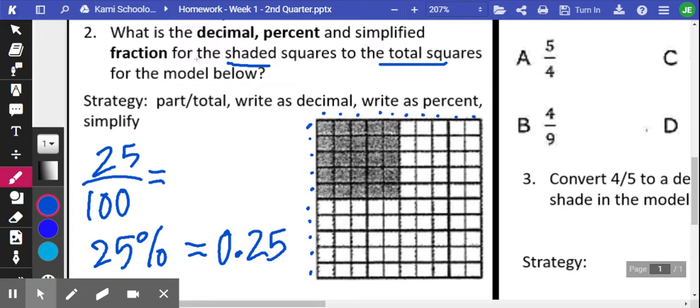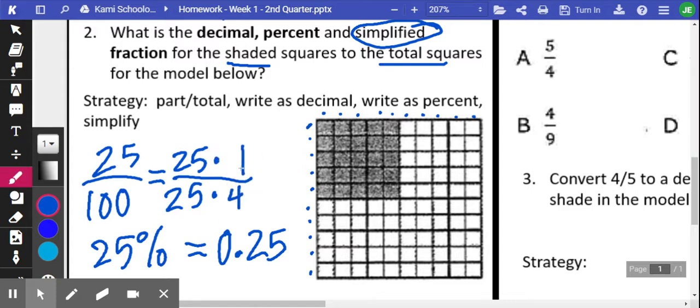So we also need to simplify this fraction. So we look at common factors of 25 and 100. And 25 does divide into 100. So it's 25 times 4 and then 25 times 1. The common factor is 25. We can simplify that to 1/4.